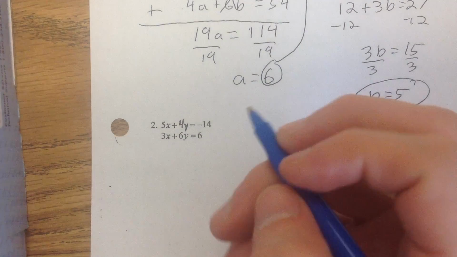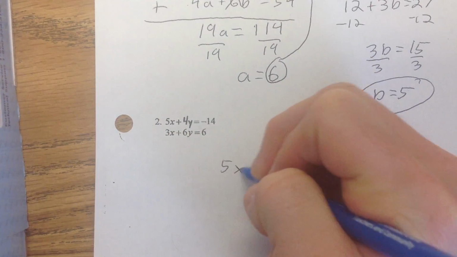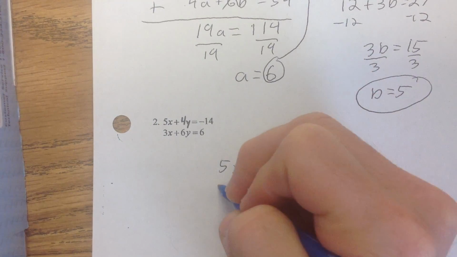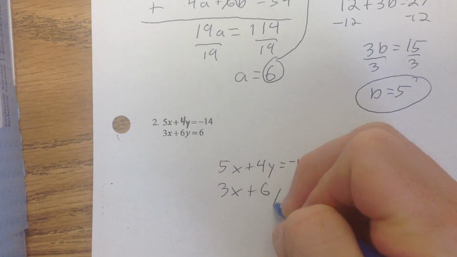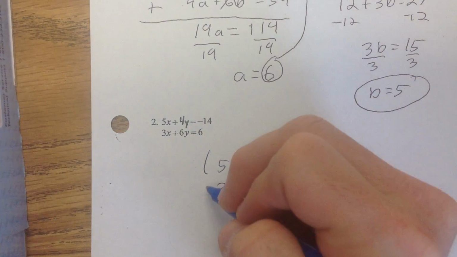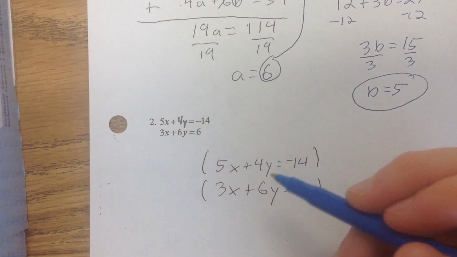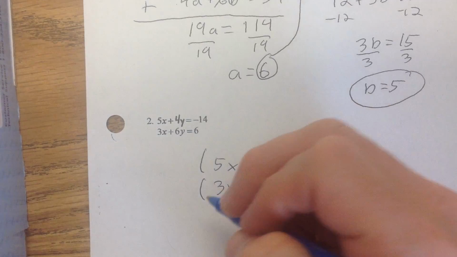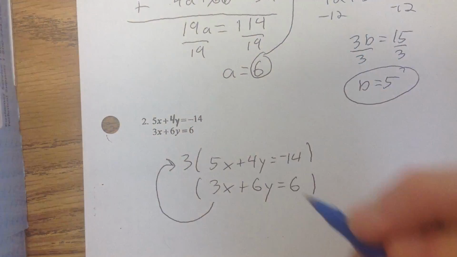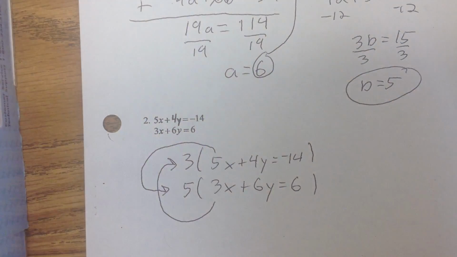All right, so again, I'm going to rewrite these because it's a little cramped here. So 5x plus 4y equals negative 14. 3x plus 6y equals 6. Now, your choice on which one you want to cancel out, I'm just going to go with the x's. Everything's positive here. It's not like I already have a negative sign, so it doesn't really matter. So this 3 is going to go up top. This 5 is going to go down below.